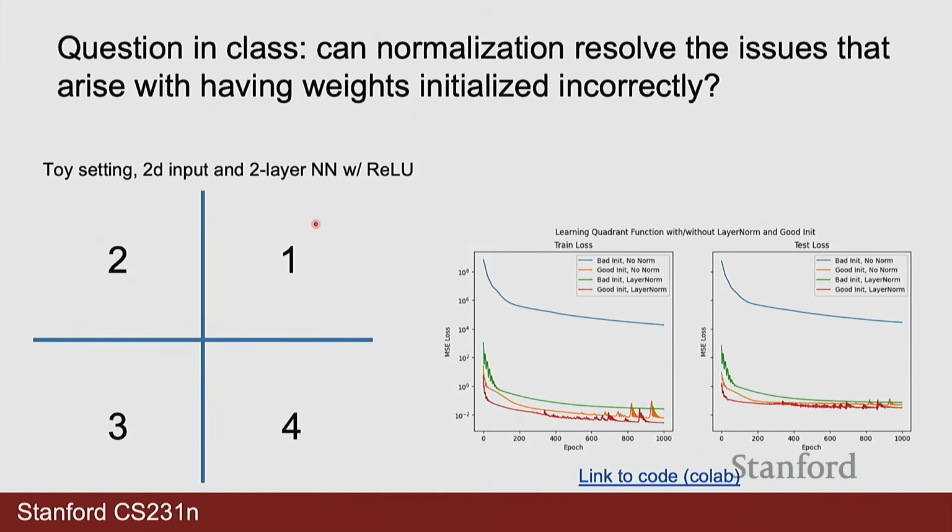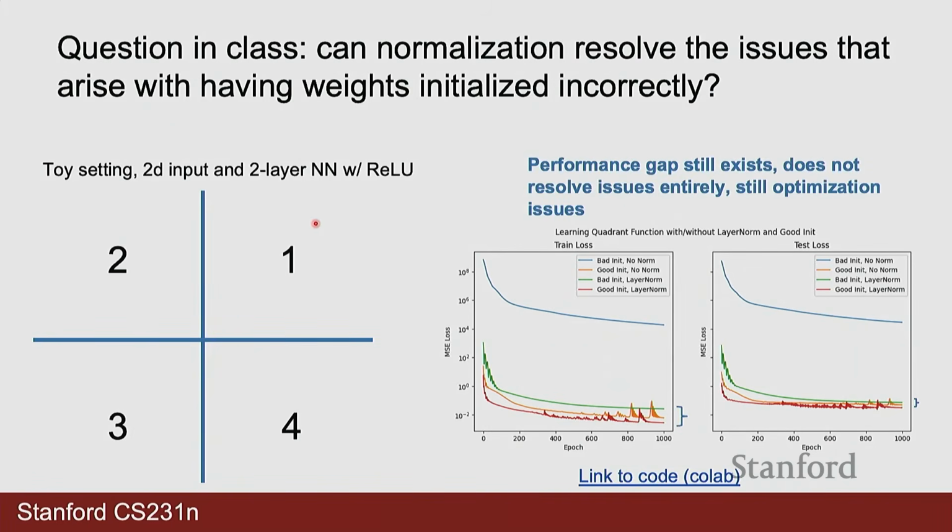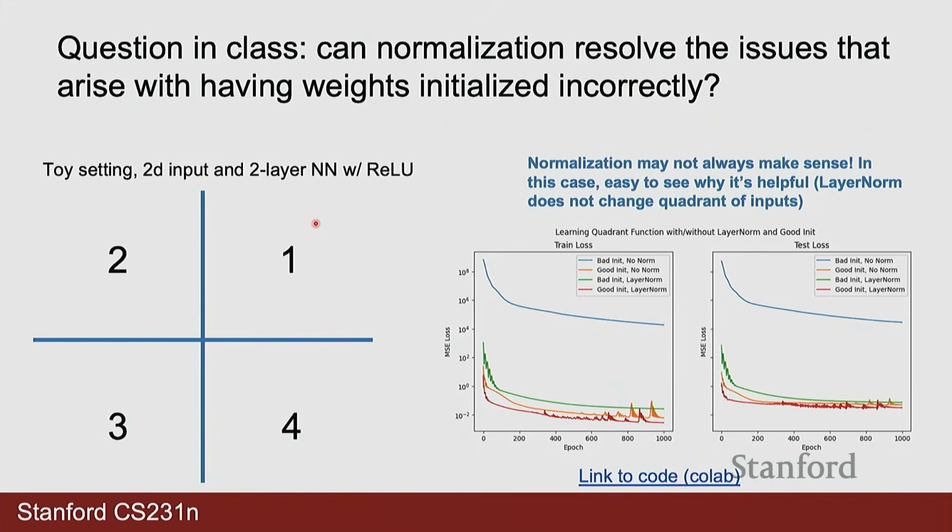So just some notes here. Basically, at a high level, it does help with the issue, but a gap remains. You can't get past this weight initialization issue with just normalization. And as I mentioned, it may not always make sense depending on what you're trying to model.